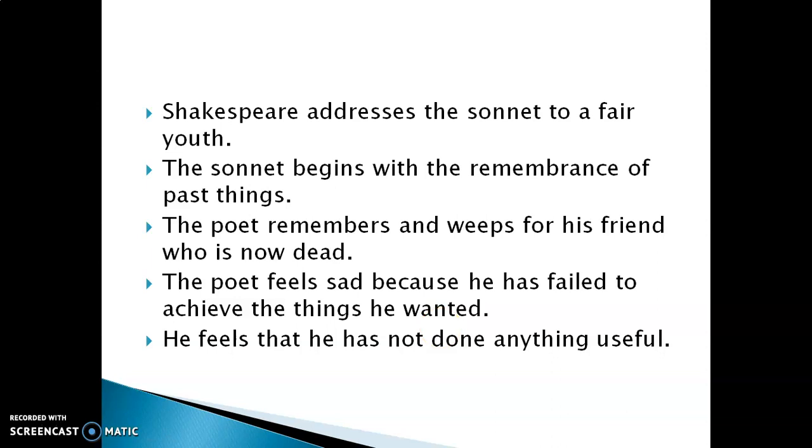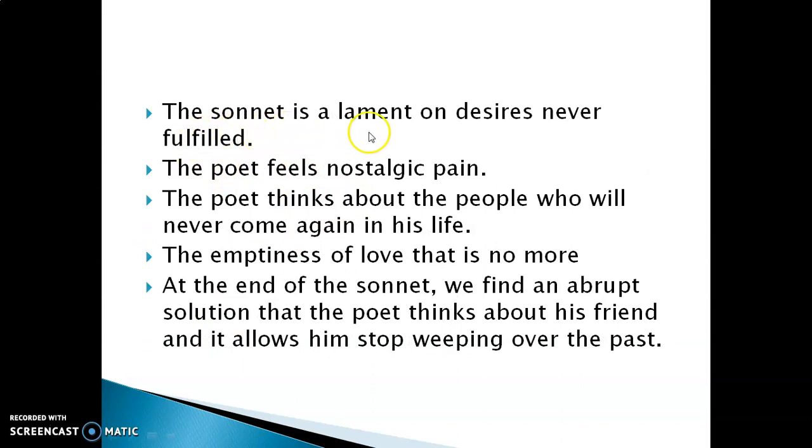The poet feels pain in his heart because in his past time he wanted to do many things. He wanted to achieve many things, but he has failed to achieve them. He feels that he has not done anything useful, and he also feels some kind of regret in his heart that he has not done anything useful in his life. The sonnet is a lament on desires never fulfilled.